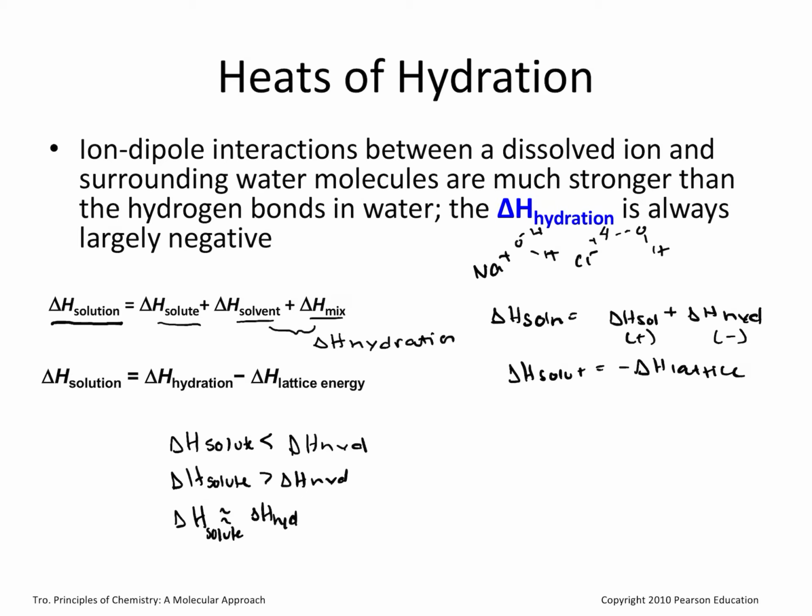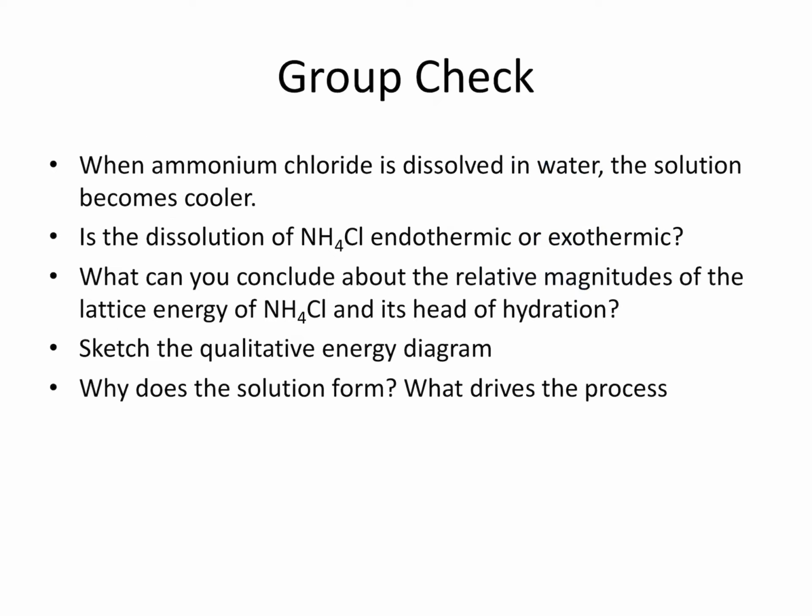Another last possibility here is when they're equal to each other, very close. So the amount of energy required to separate the solute into the constituent ions is roughly equal to the energy given off when the ions are hydrated. So the heat of solution is approximately 0, and the solution proceeds neither exothermic or endothermic. So basically it would be like plus 0.9 or negative 0.1, so really close to 0.